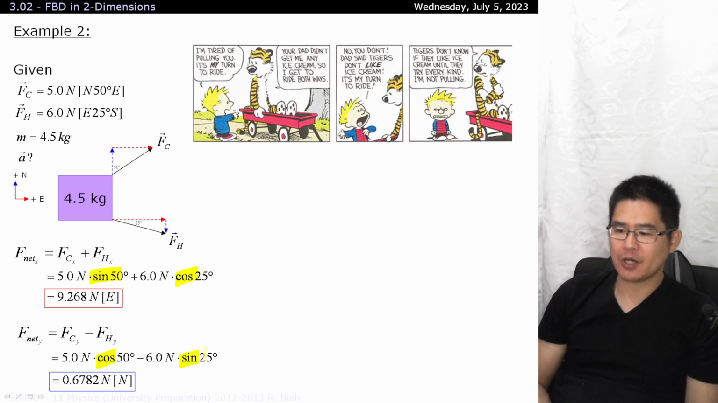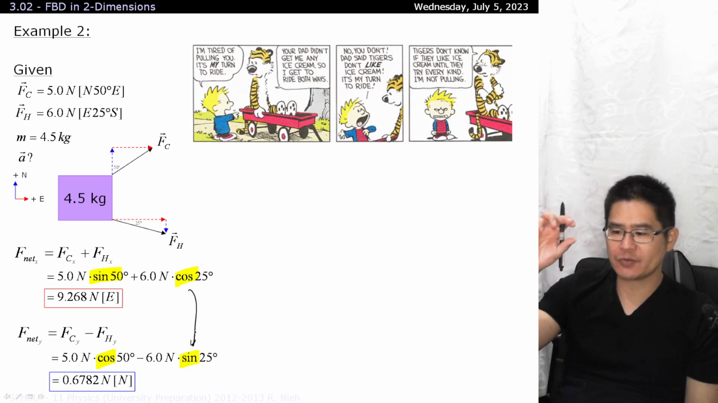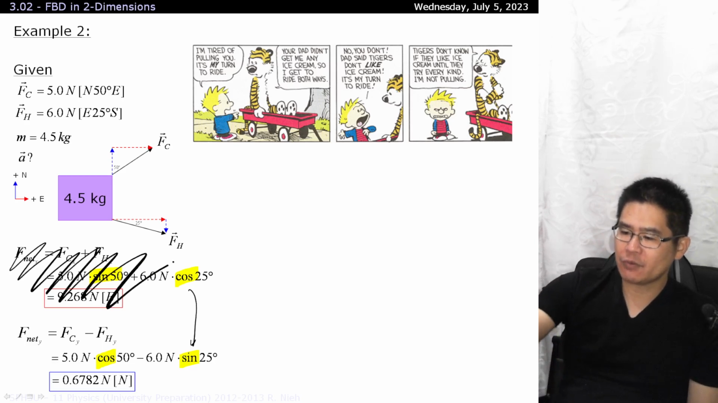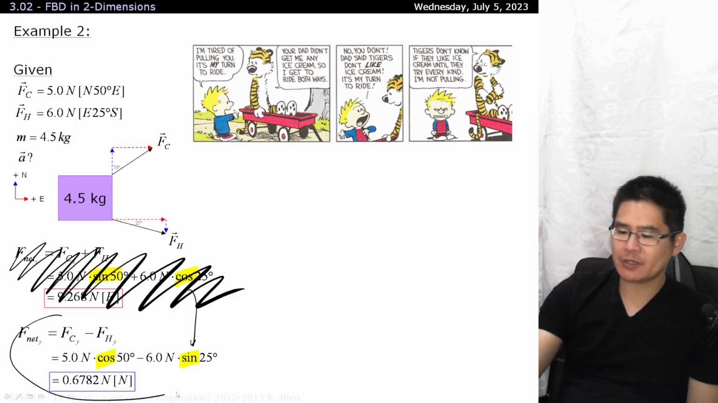I'm not asking you to automatically switch over your brain so that when you see cosine for the first one, you automatically use sine afterwards. I've always recommended that after you're done with one component, just block it out of your memory. Don't even stare at it. Solve for the other dimension.